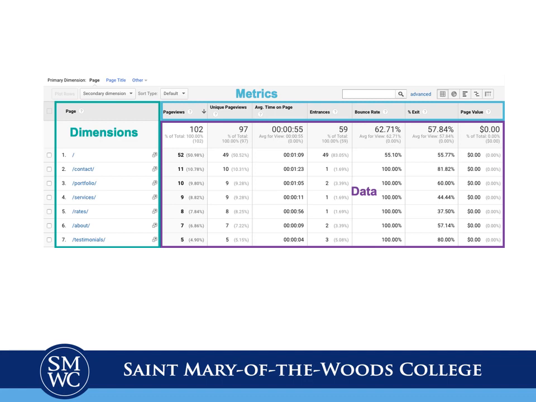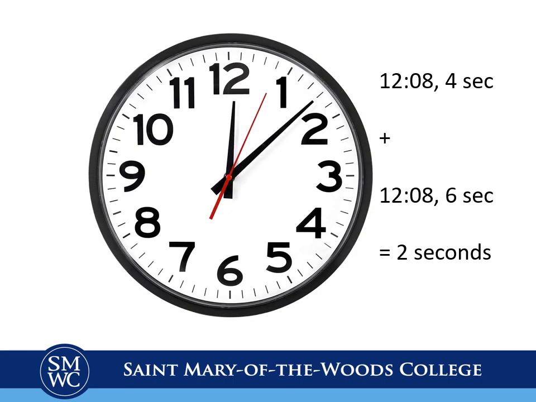A visitor is a unique computer entering the site. A visitor can have multiple visits, so a report with visits and visitors will show more visits than visitors. Because analytics records the precise time of each page request, it can record the amount of time that visitors are spending on each page. If a visitor requests the home page at 12:08 and 4 seconds and then requests today's deals page at 12:08 and 6 seconds, it will record the homepage time as being 2 seconds.